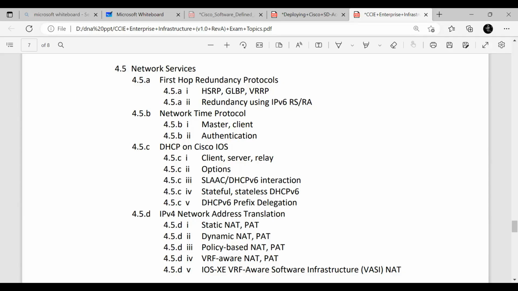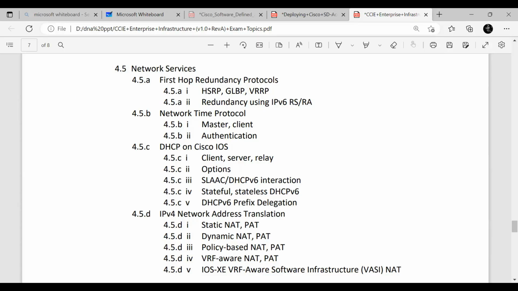So it starts with the first hop redundancy protocols: HSRP, GLBP, and VRRP. Those are the three. HSRP is Cisco, and the other two are open standard. And redundancy using IPv6, RS, and RA.